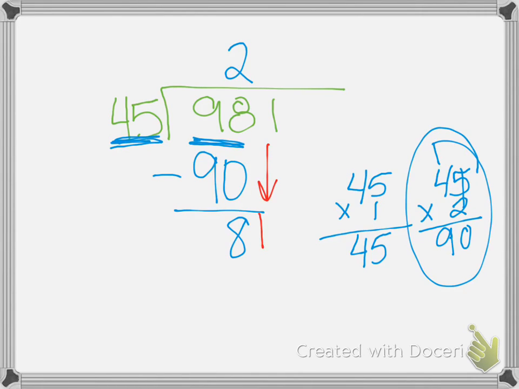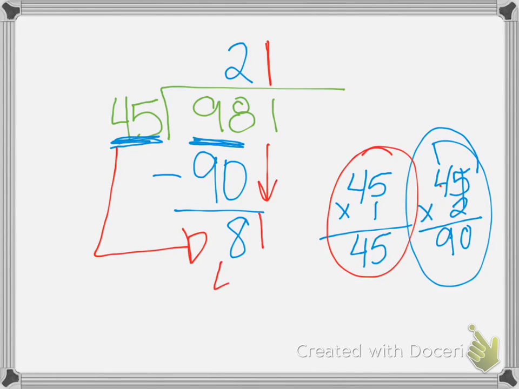Okay, so 45, how many times does it go into 81? Well, we know that 45 times 2 is 90. Well, that's too big. So we just have to do it 1 time. 1 times 45 is 45. We have to subtract. So 81 minus 45, we need to borrow.